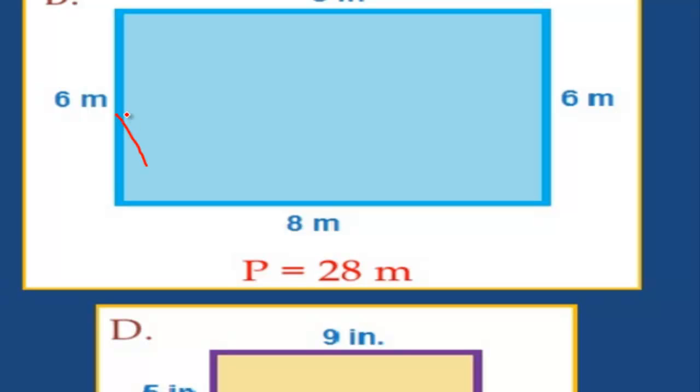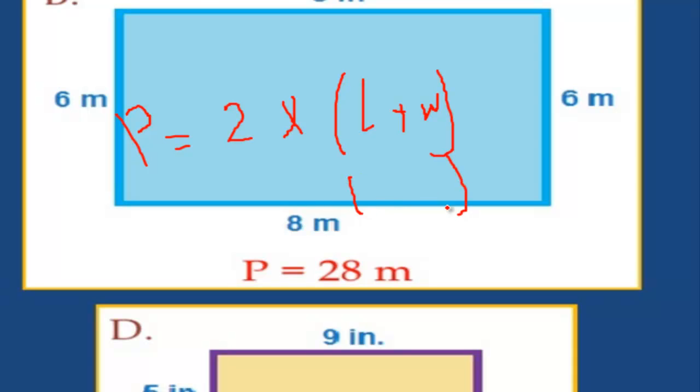So let's see, the perimeter here is going to equal 2 multiplied by length plus width. Length plus width here is equal to 8 plus 6, multiplied by 2. So 8 plus 6 is going to equal 14, right? 14 times 2: 2 times 4 is 8, and 2 times 1 is 2. So the perimeter here is 28, and the unit is meters. Do not forget this one. So 28 meters.